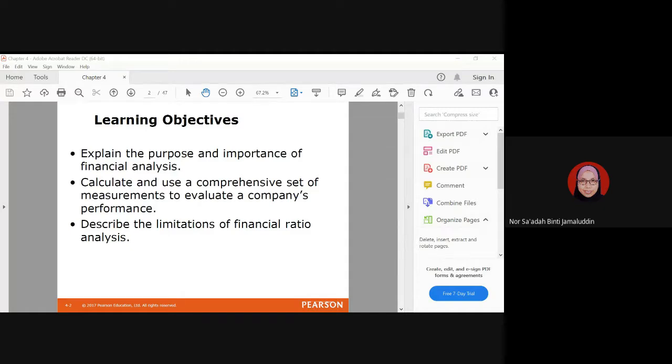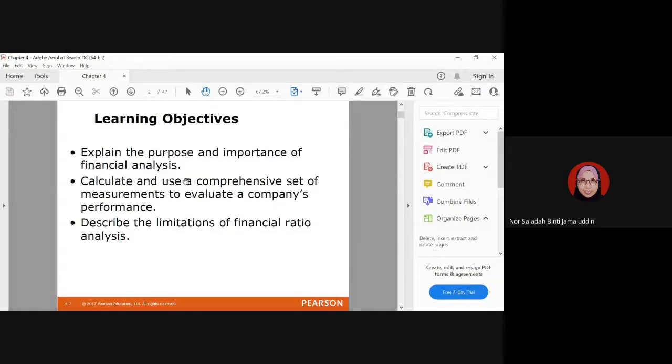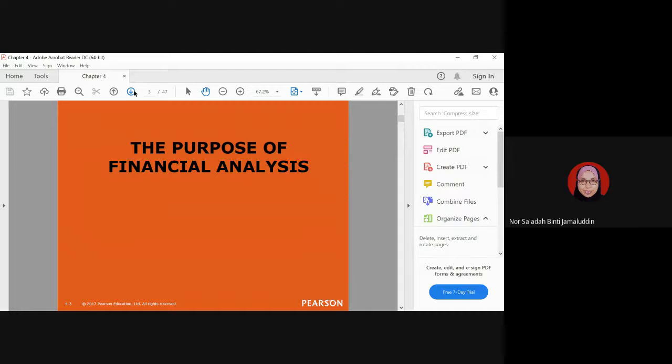For this chapter, there are three learning objectives for chapter 2, which are: explain the purpose and importance of financial analysis; calculate and use a comprehensive set of measurements to evaluate a company's performance; and describe the limitations of financial ratios analysis. These are the three learning objectives for this chapter. Alright. For objective number 1, what are the purposes of financial analysis?